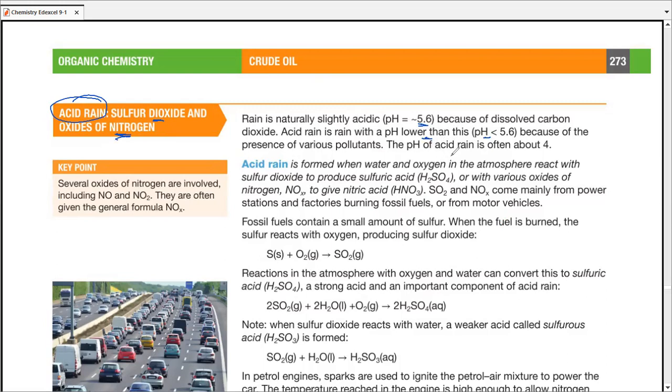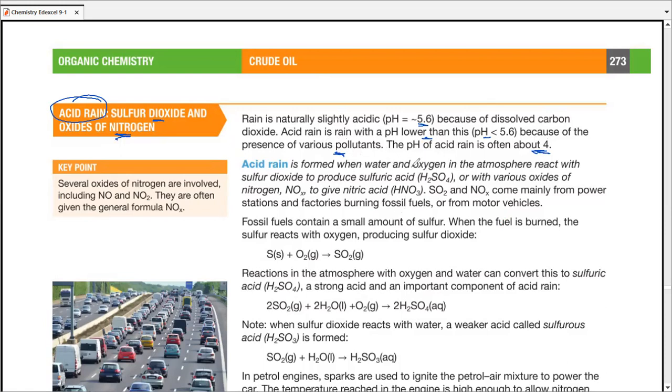Acid rain is a specific term that is used when the rain is often about 5 pH or less than 5, or mostly about 4. It's because of the presence of various pollutants. When I use the word pollutant, I'm actually talking about anything that can be harmful for the environment, be it harmful for the atmosphere, be it harmful for the living things, animals, plants, or even non-living structures like statues or buildings or whatever.